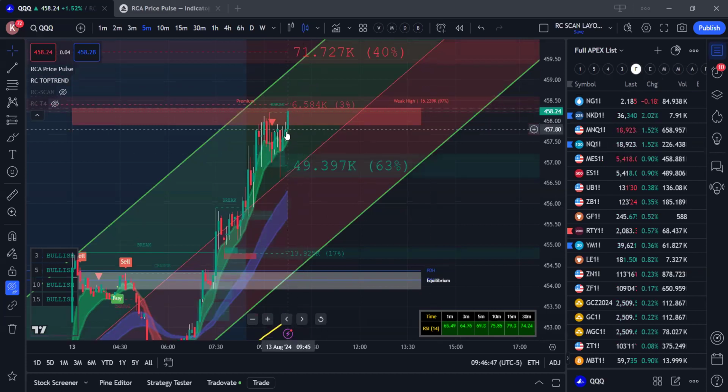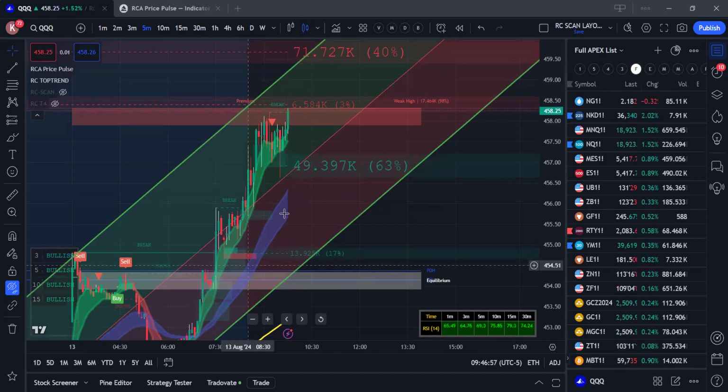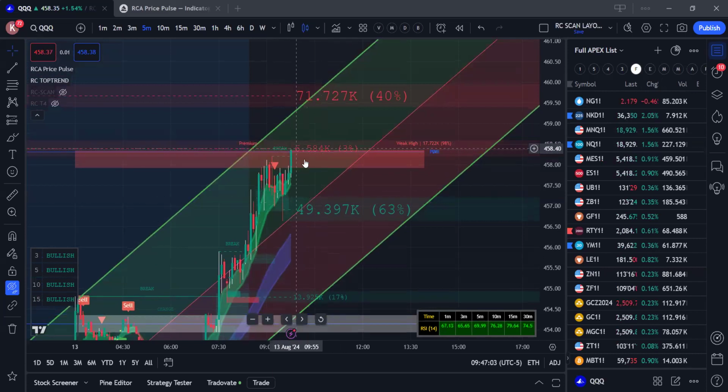If this time it may break this one because you have a huge buy order block here, 49,000 buy order block. Right? Everything is green, blue, green. Because it is 49,000, it may break this resistance. It may go all the way till here.